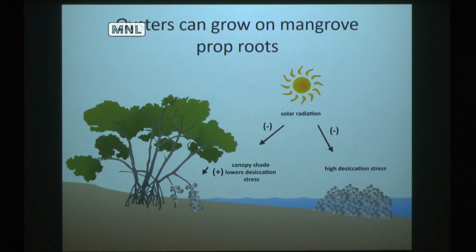However, mangroves are different from oyster reefs in that they have these structurally complex roots as well as a canopy, which may act as an umbrella filtering some of that solar radiation. Think about when you're on a very hot summer day and you're having a picnic. If you sit in the sun, it's quite hot, but if you happen to be sitting under a tree, it's less hot. So, similar concept. And that canopy of the mangroves may lower desiccation stress for oysters.